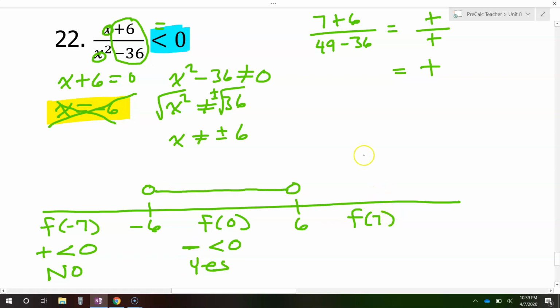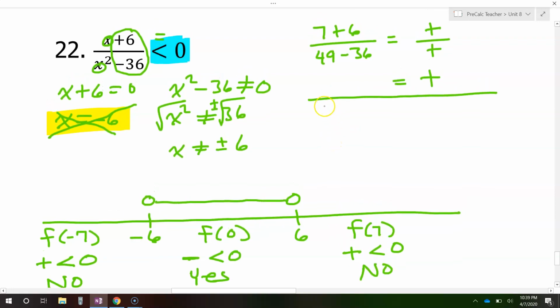What about negative 7? Okay, well, I was supposed to do negative 7. I just did positive 7, didn't I, guys? So over here, when I did all my calculations, that was positive 7. So I got that positive, and is that less than 0? And the answer was no. But now I'm going to do the negative 7. So that was a mistake. I forgot the negative. So I should have said negative 7 plus 6.